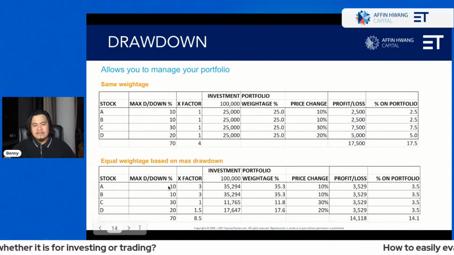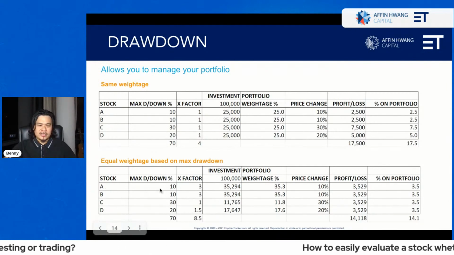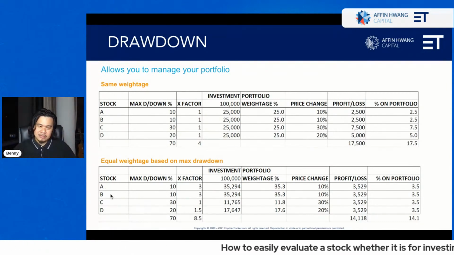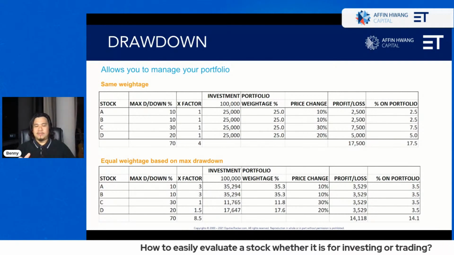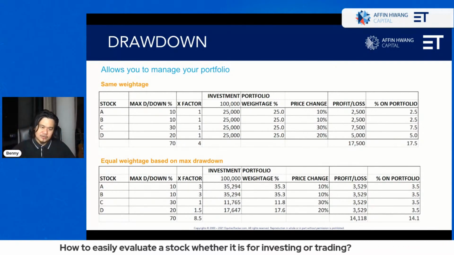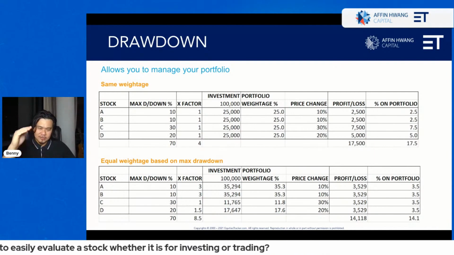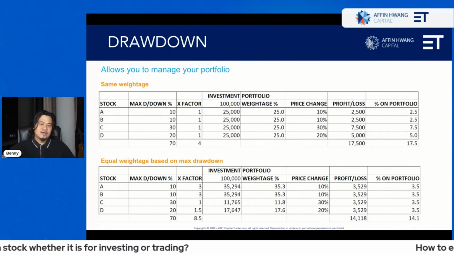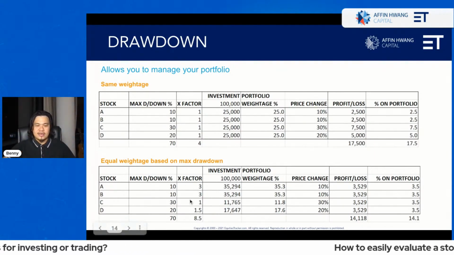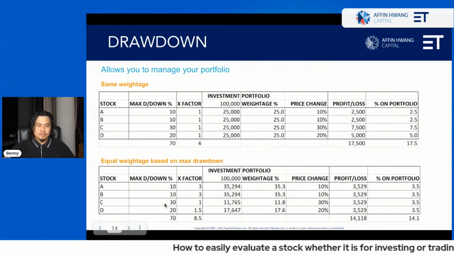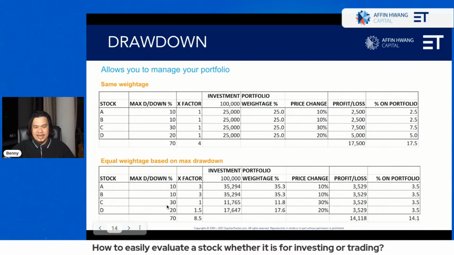So, let's say there's the same drawdown, right? Stock A has a 10% maximum drawdown, the maximum decline it ever had over the past 10 years. Stock B also 10%, stock C 30%, stock D 20%. So what I'm going to do is create an X factor here. I want to make all the stocks equal weightage, so here I use the biggest one as the anchor point.